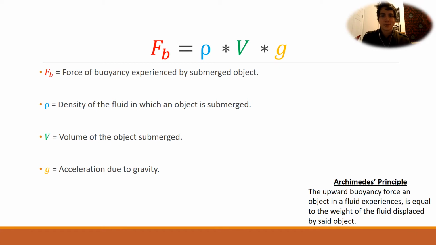Here we have the formula for buoyancy force. It states that the buoyancy an object experiences is equal to the density of the surrounding fluid times the submerged volume of the object and the acceleration of gravity. Through the course of this video, we will see how this equation equates to the words of Archimedes, who states the buoyancy force experienced by an object in a fluid is equal to the weight of the fluid displaced by the object.